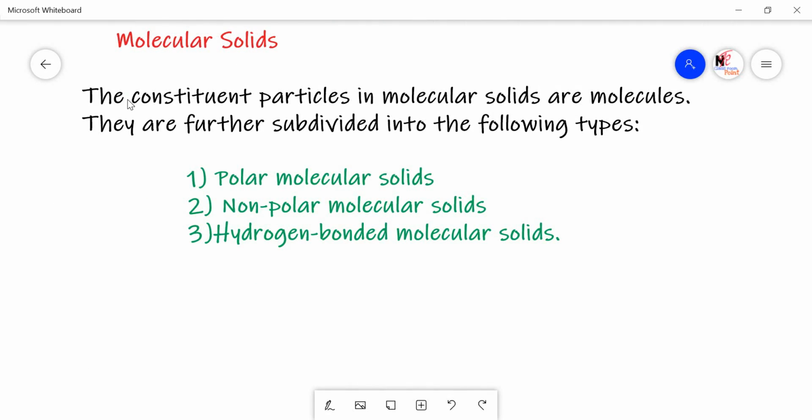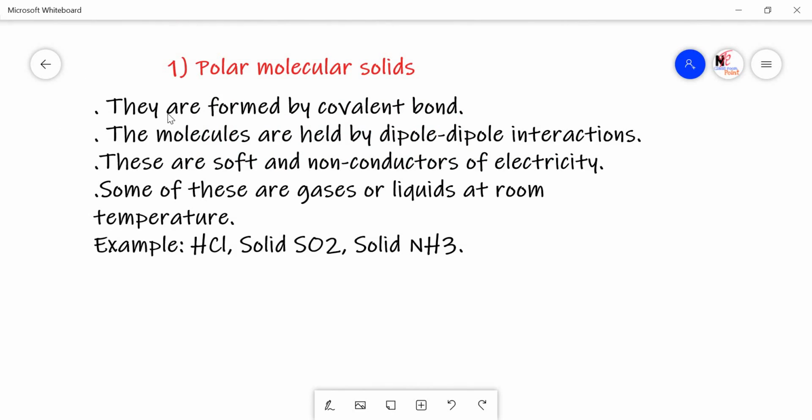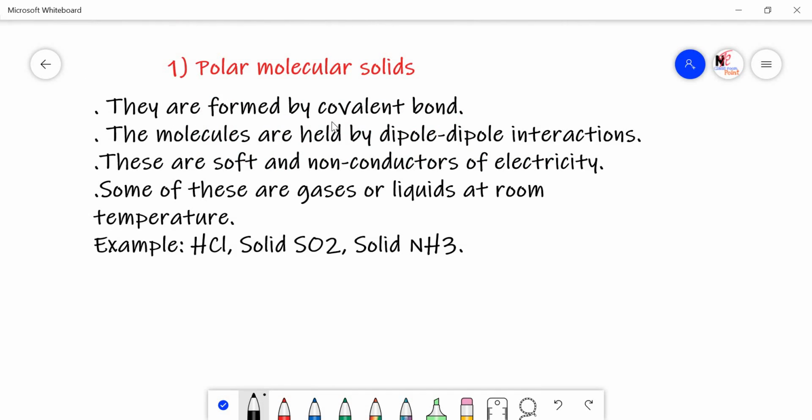So in molecular solids the constituent particles are molecules. Only molecules make these solids. These molecular solids are again divided into 3 types: polar molecular solids, non-polar molecular solids, hydrogen bonded molecular solids. Now let us see about the polar molecular solids. So in polar molecular solids, the attraction forces that exist among the polar molecular solids is covalent bond.